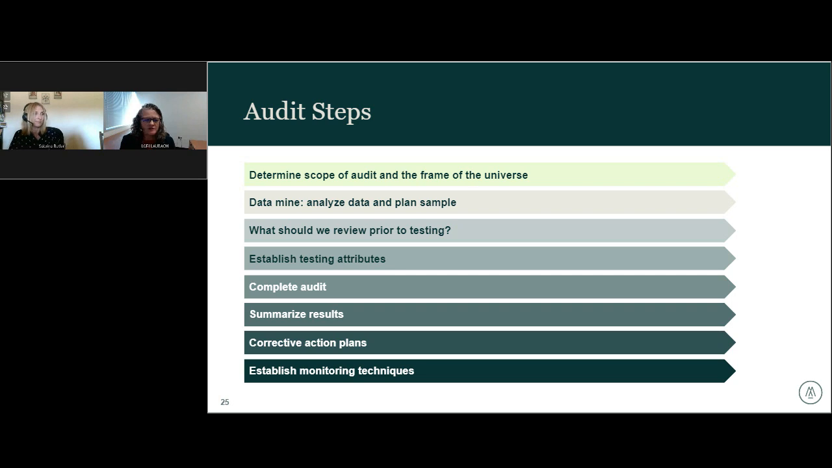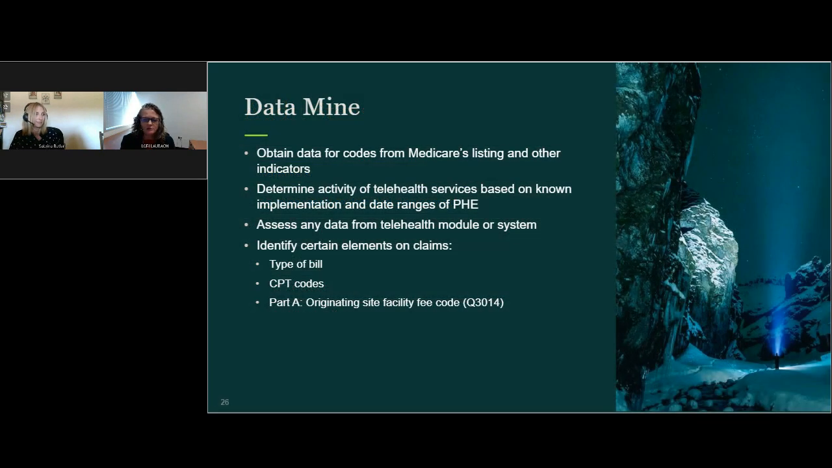One of the first areas is data mining, and as most people know about me, I can talk about data for hours and hours, but I'm going to keep myself focused. Really, having your data is going to help you plan how you're going to dig into this. One area is to get a listing of the codes and services provided that are on the Medicare listing, and other indicators that might trigger that you need to look at that particular area.